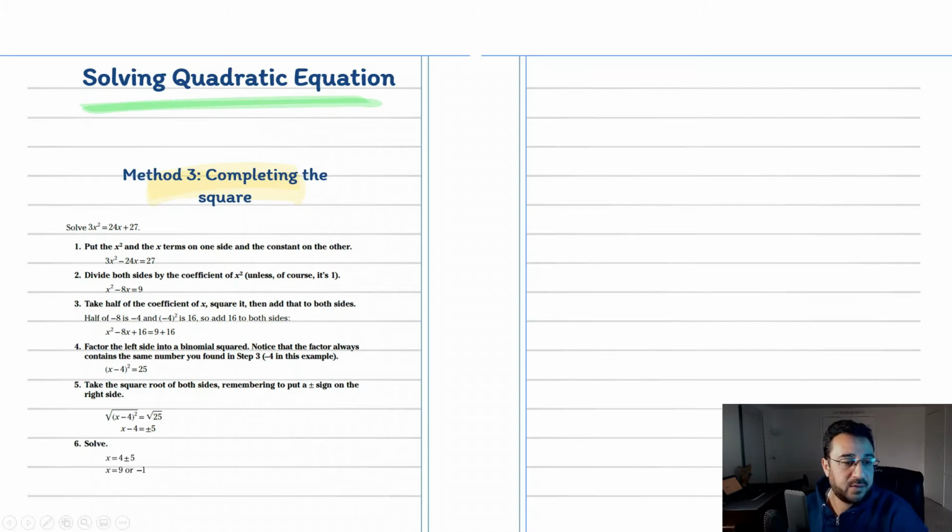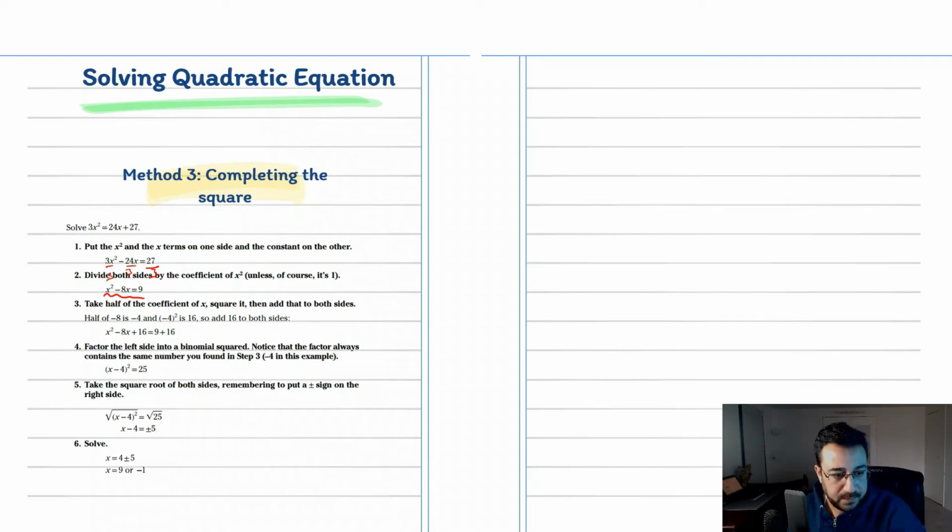If you have the method of completing the square, having this equation 3x squared equals 24x plus 27, we put everything related to x and x squared on the left hand side of the equation and keep the constant on the right hand side. So you divide both sides by the coefficient of x squared, which is a factor of 3. So you divide everything over 3. So you have x squared minus 8x, which is minus 24 over 3, equals 27 over 3, which is 9.